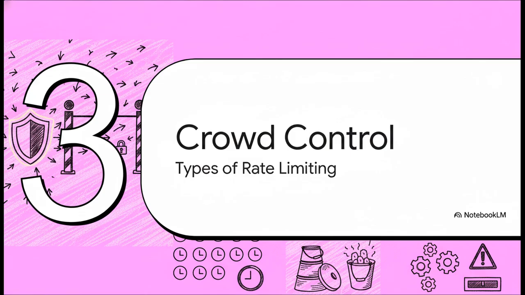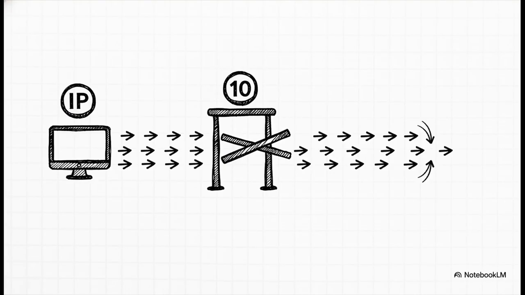So, how does our digital bouncer actually decide who gets in and who has to wait? Well, there are a few different strategies for managing this crowd, and each one comes with its own pros and cons. The most common way to do it is by checking the IP address. It's super simple. The system just says, okay, this IP address, 123.45.67.89, can only send us 10 requests every minute. It's straightforward and pretty effective against really basic attacks.